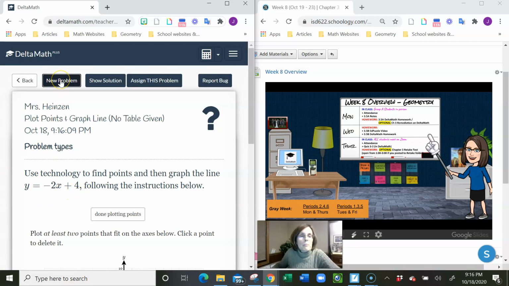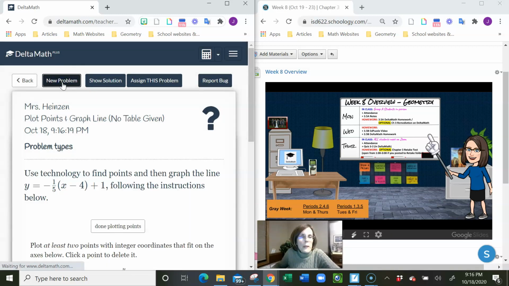I'm going to keep finding a problem until we find one where it is not in slope-intercept form. For instance, this one. So this one, we would want to use technology. Now, I could make a table by hand. I could, on my piece of paper, plug in different values of x to find out what the y value is. But let me show you another way to do this.